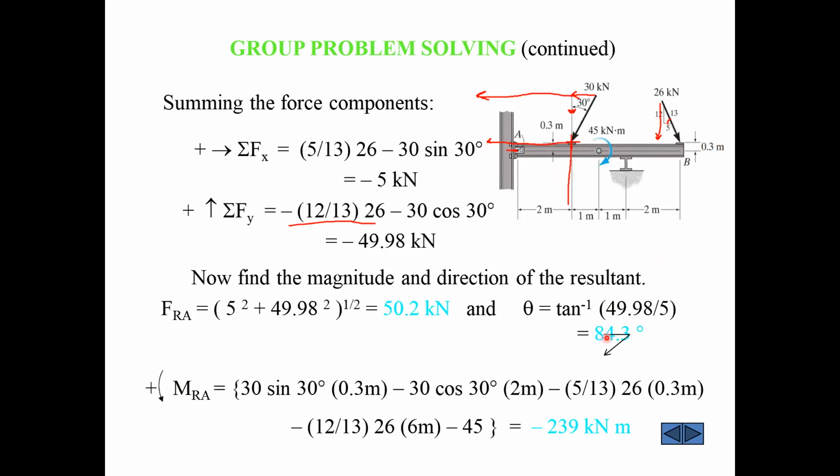What is the 45 supposed to be? See it here, it's a moment acting at this point here. It's a moment which is acting in the clockwise direction, which is minus. See it here, it's a force times a distance. That's why it has kilonewton meters. So it's a force, it's a moment.